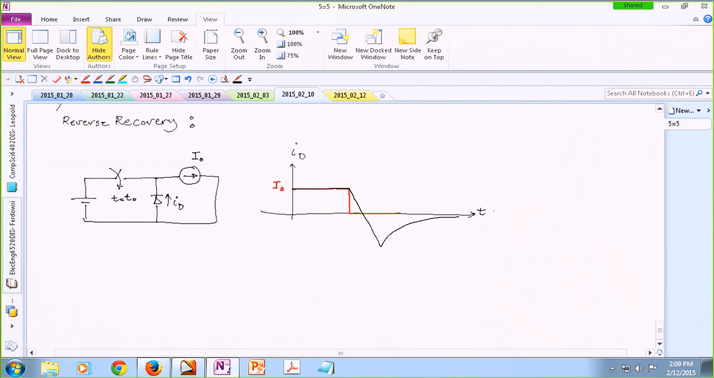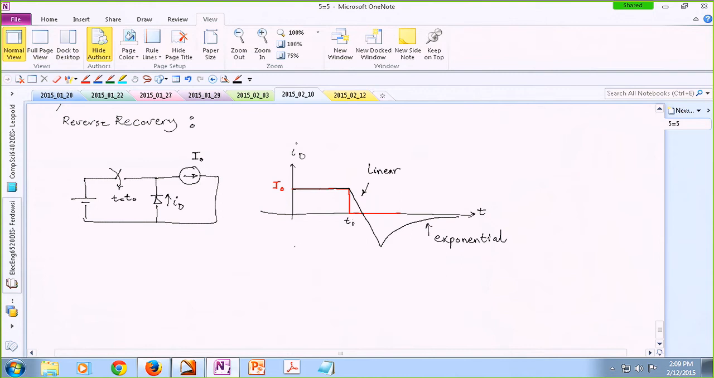Now, what I drew over here is almost an approximation. Depending on what diode you are experimenting with, you may get different characteristics, but you pretty much expect an almost linear phase during which the current of the diode is linearly going down into negative territory, and then you have an exponential recovery kind of phase. And this is, by the way, t0.